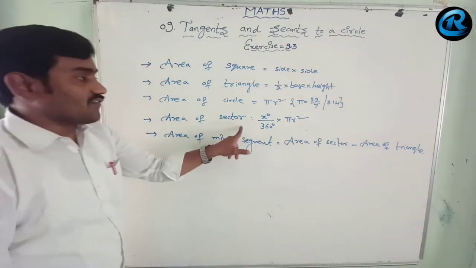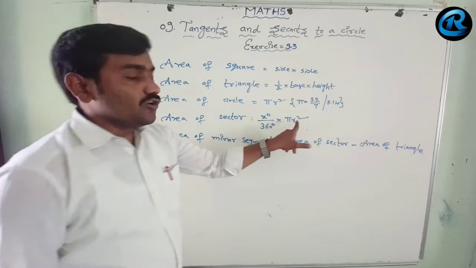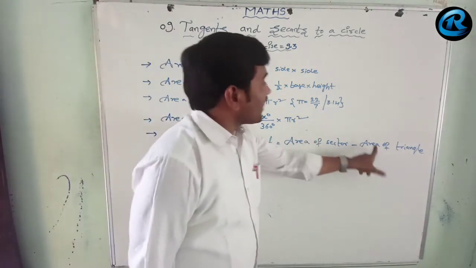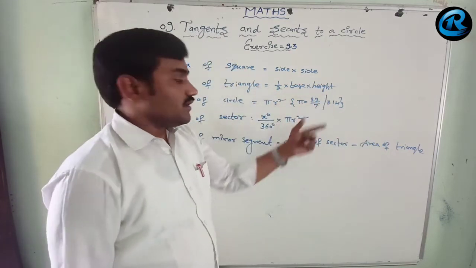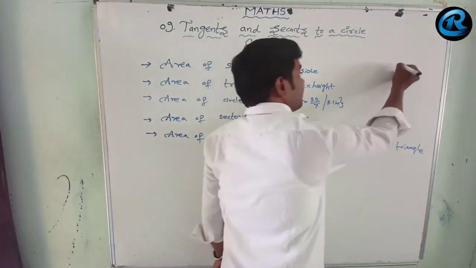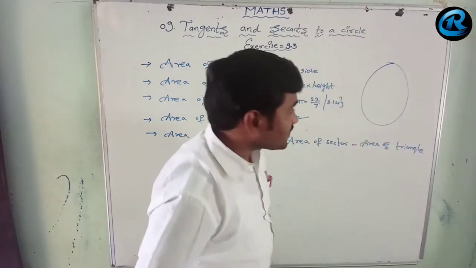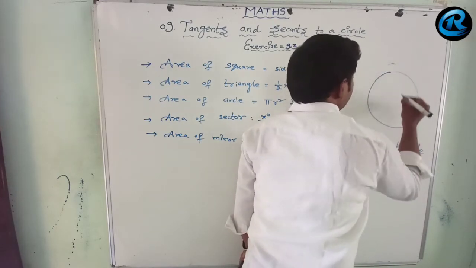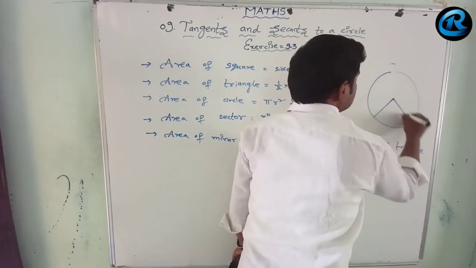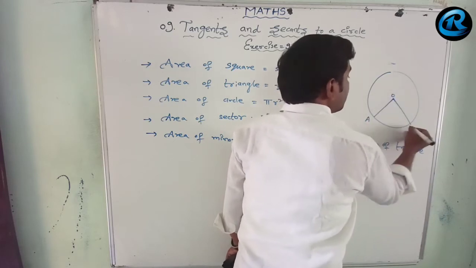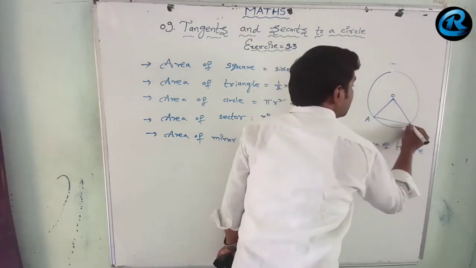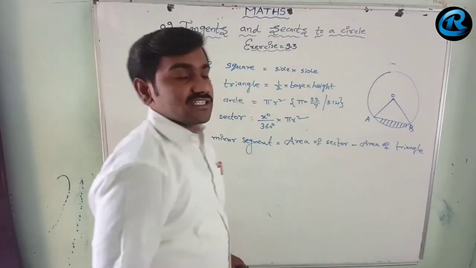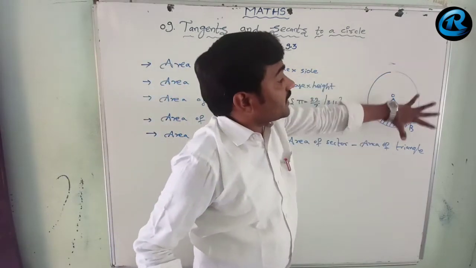We already know the area of sector formula, x degrees by 360 degrees into pi r square. I have already given an example of how to find the area of a sector. The area of a triangle formula we already have: 1 by 2 into base into height. Suppose this is a sector OAB. Area of sector minus this triangle gives the area of the minor segment. Then how do we get the area of the major segment?